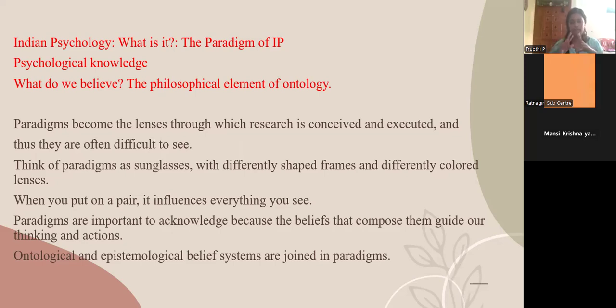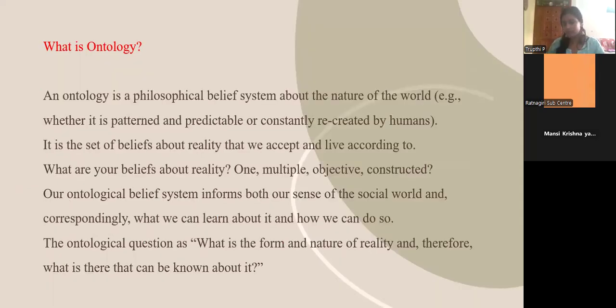Now, what I mentioned two words before, that is ontology and epistemology. Now, what are these two things, right? So ontological and epistemological belief systems are joined in a paradigm. What is ontology? An ontology is a philosophical belief system about the nature of the world. Just a minute. Right. So, it's a philosophical belief system about the nature of the world. For example, whether it is patterned or predictable or constantly recreated by humans.